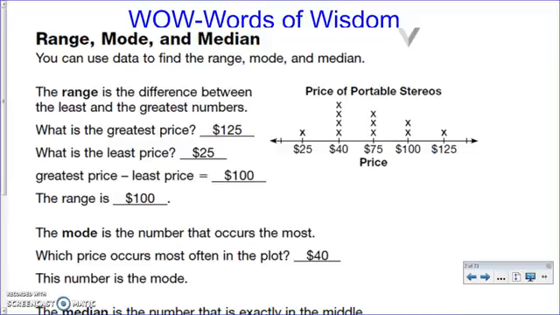The mode is the number that occurs the most. If we look at the line plot, there are 4 X's on top of the 40, so the 40 occurs more often than any other number. This number is the mode. You can have more than one mode. If there are a couple numbers that are tied, then they are all the mode. You can have 3 or 4 or more. If all of the numbers are tied and they're all exactly the same, you don't have a mode because they're all the same.